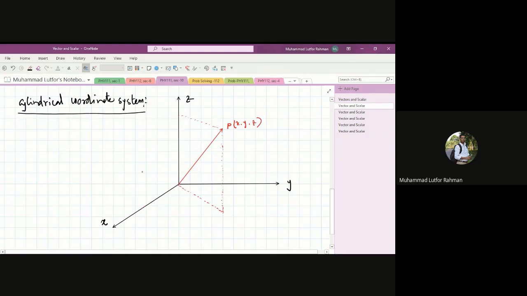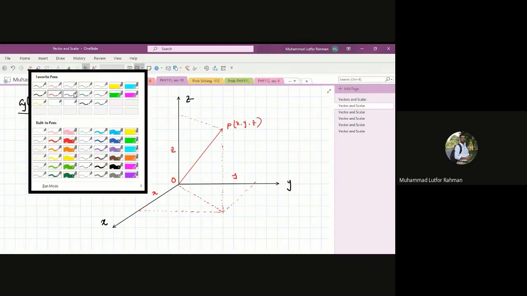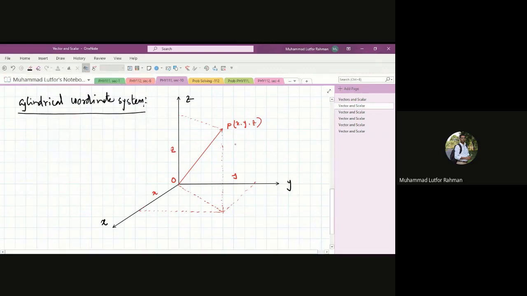So that's why you can say this length will be the x. So this is y, and this is your z, and this is the origin. Now in the case of the cylindrical coordinate system, we use the variables: one is called rho, another is phi, and the other is z.